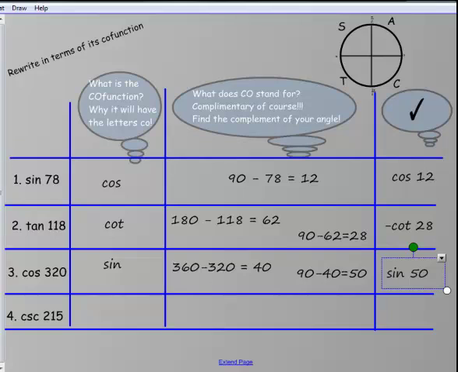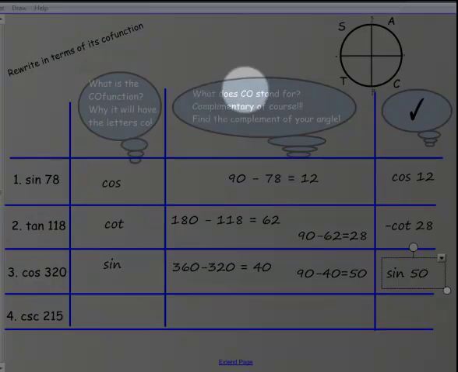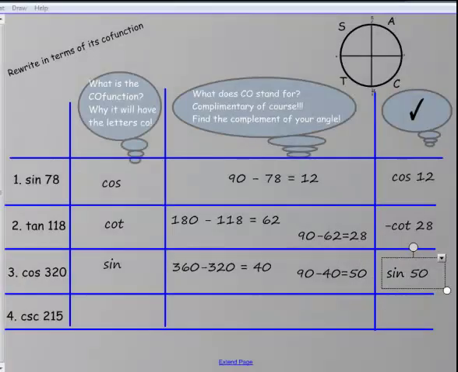And once again, we can always take out our calculator and check that. The cosine of 320 gets me that, and the sine of 50 gets me that. Good. And notice once again, I'm in the fourth quadrant where cosine would be positive, and that's why I didn't have to throw a negative in front of this. All right, last example.